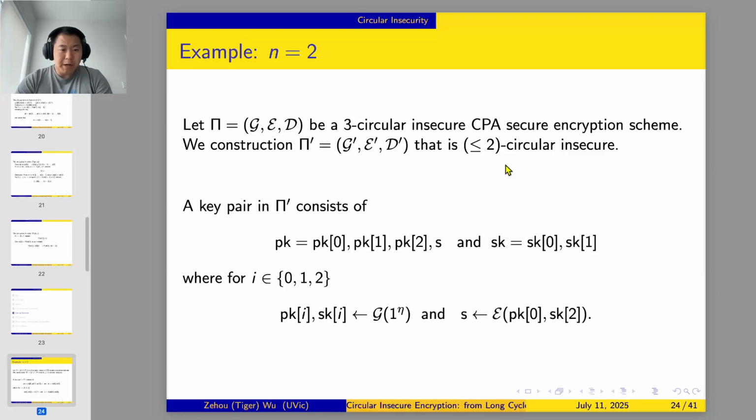So a key pair of pi prime would contain a public key of the form PK0, PK1, PK2, followed by S, and a secret key of the form SK0, SK1, where PK and PKI and SKI are generated from the key gen of the base scheme, and S is generated from encrypting SK2 under PK0.